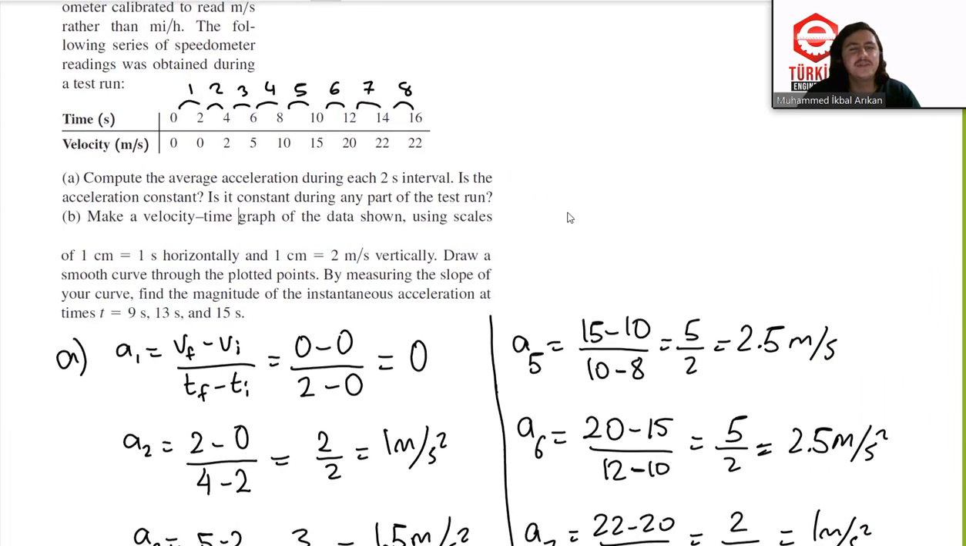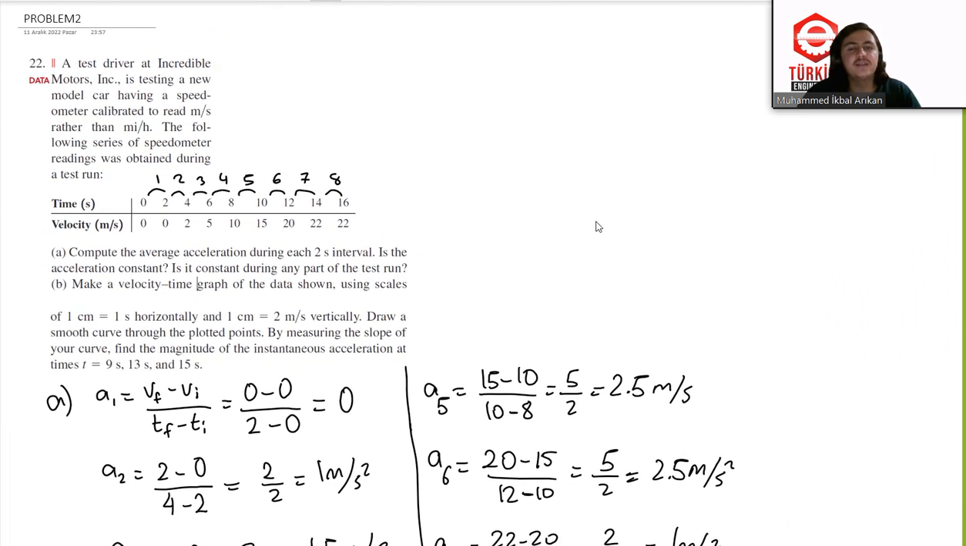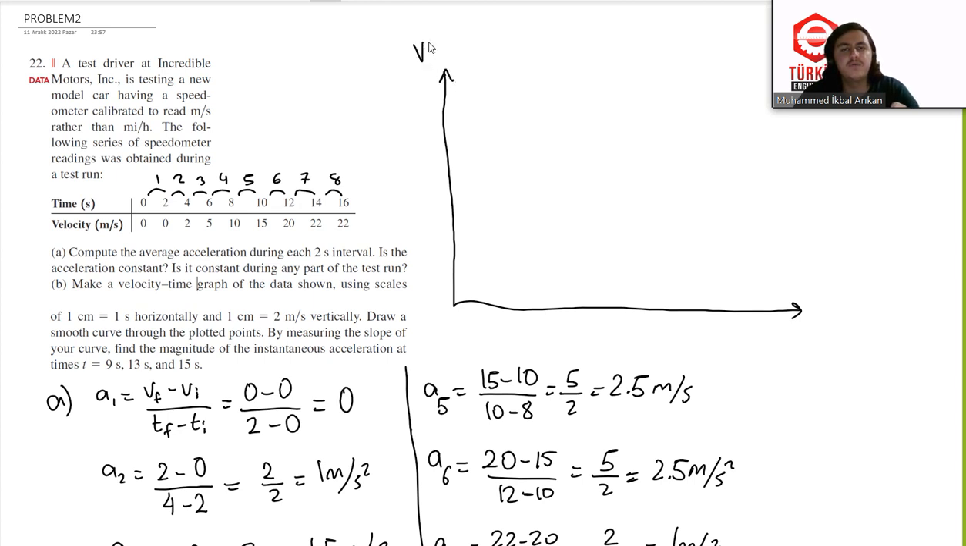Okay, so we will make the graph. Then by using the slope, we will calculate the acceleration values. So I will put the graph. It is our velocity and it's our time. I don't have a ruler here, but I will try to sketch it. So here I have velocities, and here I have time. It will be just a 2 second interval.